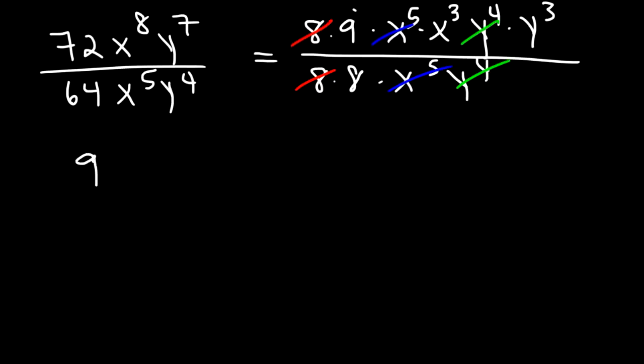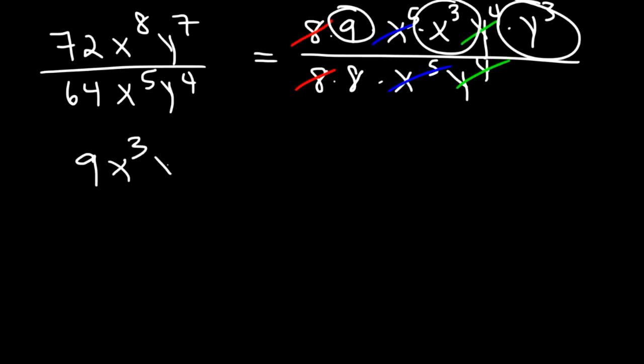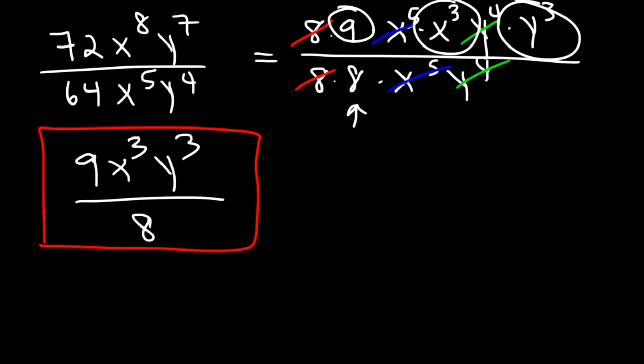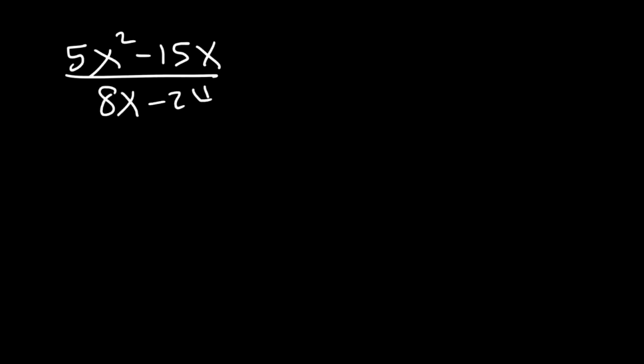On top we have a 9x cubed y to the third, and on the bottom we just have an 8. So that's the answer for that problem. Now let's move on to the next example. So try this one. 5x squared minus 15x divided by 8x minus 24. Go ahead and simplify the rational expression.